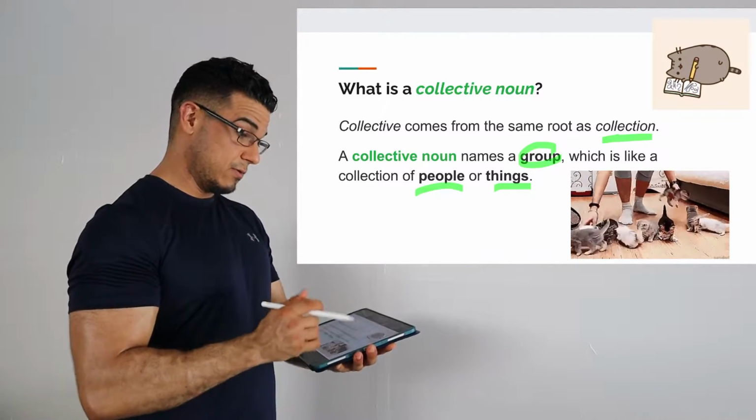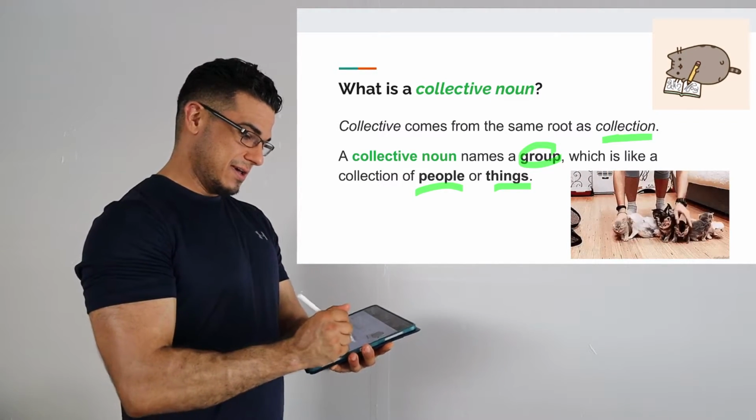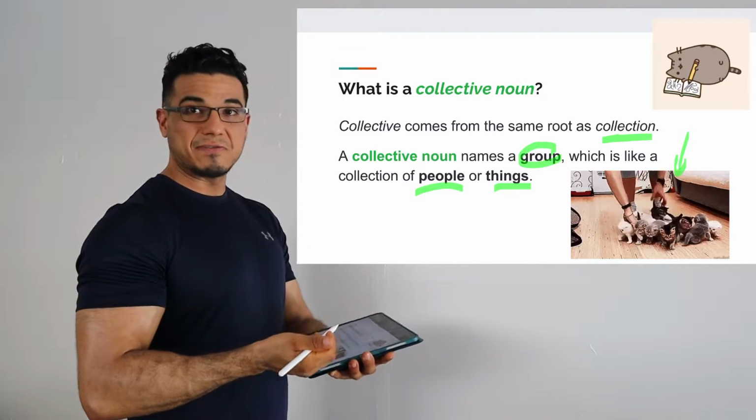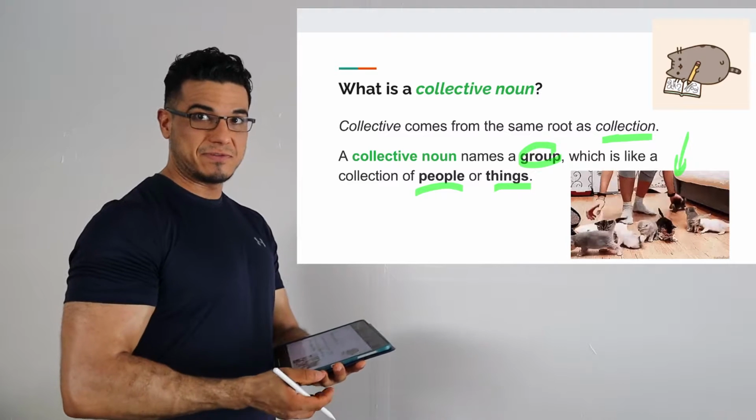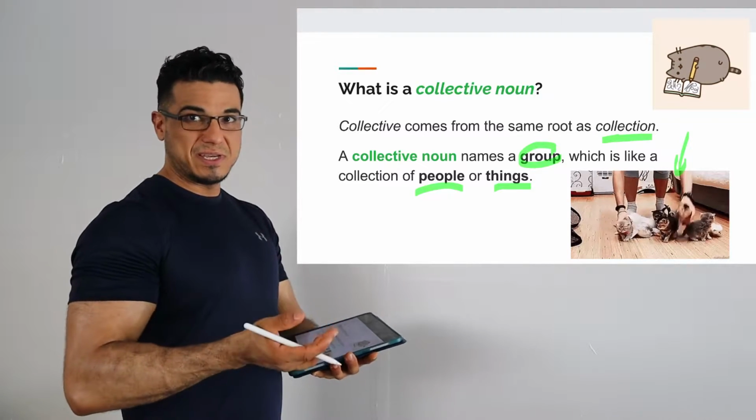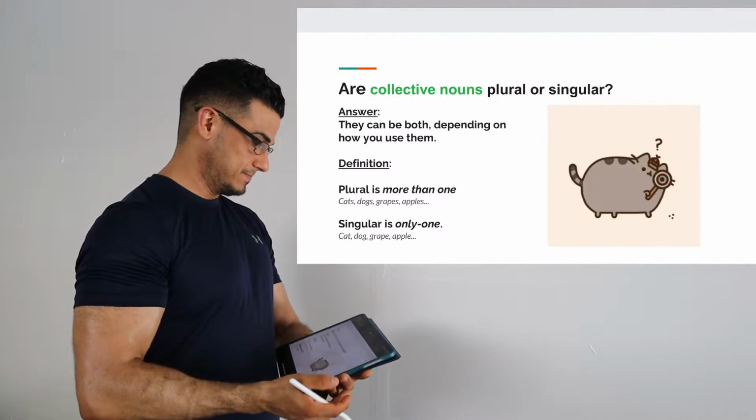In the examples that I have here, of course, I love my cats. So I've got a group of kitties, a small herd of kitties, or a litter of cats, I suppose, would be an example.